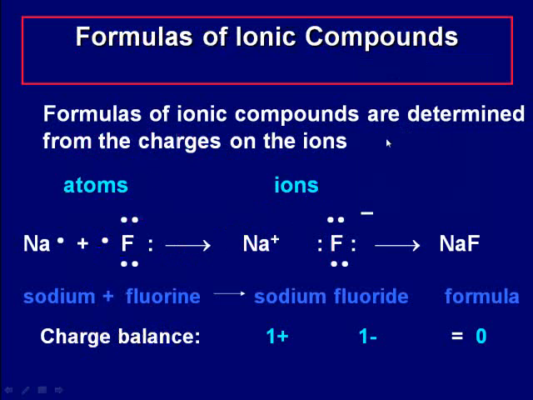Okay, so the formulas of ionic compounds are determined from the charges on the ions. Sodium's a +1. It's going to lose this electron, become a +1. Fluorine picks up the electron. As a result, becomes a -1. And as a result, I end up with a neutral compound. A +1 and a -1 equals 0.